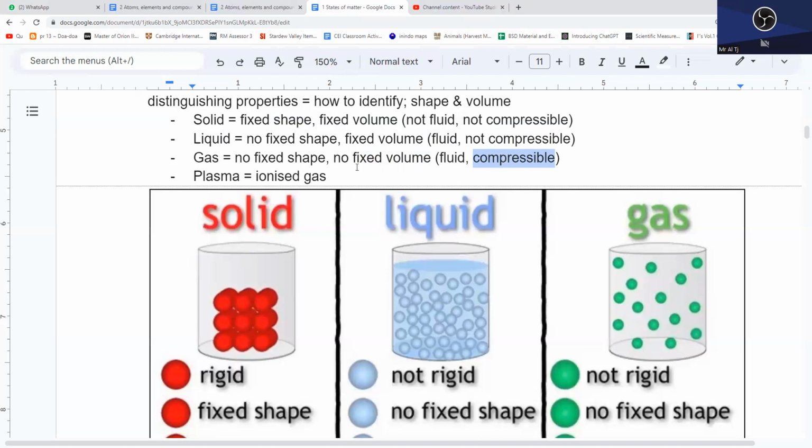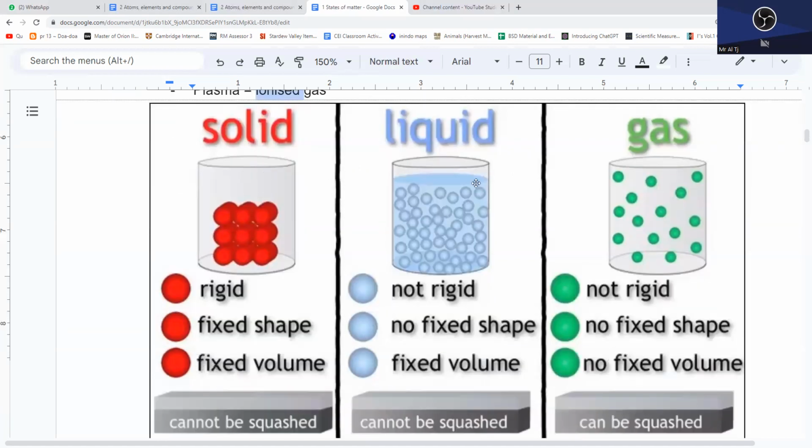Actually, there is a higher level of gas, we call it plasma. Plasma is a gas that has been ionized. We'll talk about them later. So here we're going to put them side by side, solid, liquid, and gas.